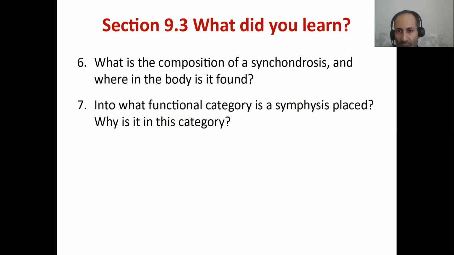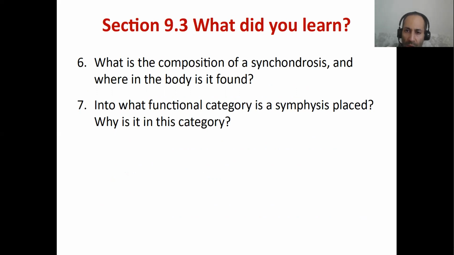What is the composition of a synchondrosis? It's a cartilaginous joint. Where in the body is it found? It's found in your epiphyseal plates at the end of long bones and in the costal cartilage. Symphysis is what? Symphysis is a cartilaginous joint again.